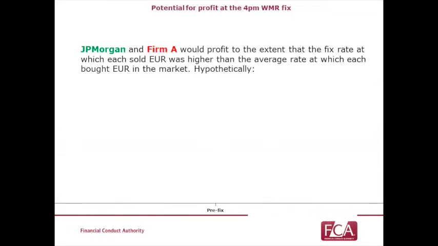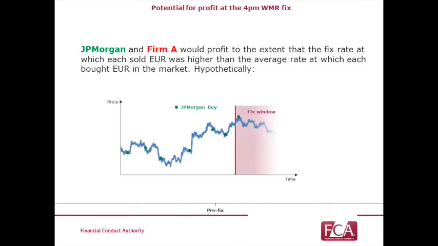Because JPMorgan is a buyer, it will benefit if it can move the fix rate up. The chances of success would be improved if JPMorgan and the other firm shared information. Since JPMorgan and Firm A each needed to buy euros at the fix, each would profit to the extent that the fix rate at which it sold euros was higher than the average rate at which it bought euros in the market. This graph is a hypothetical example demonstrating this.